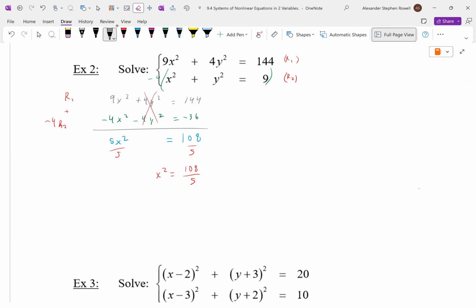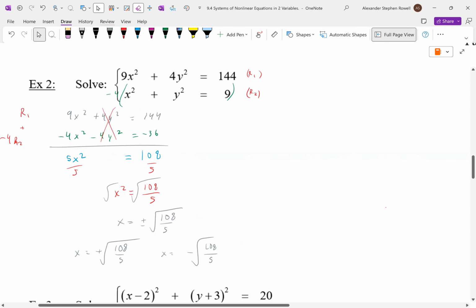If we divide by 5, what's the next step? Square root. And we get x is equal to, good, plus or minus square root of 108 over 5. This is awful, right? So we have two x values where it intersects. X is equal to positive square root of 108 over 5, and x is equal to negative square root of 108 over 5. So we need to find the corresponding y value for each of these.